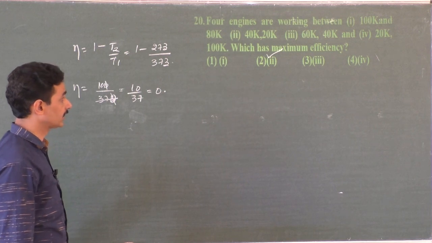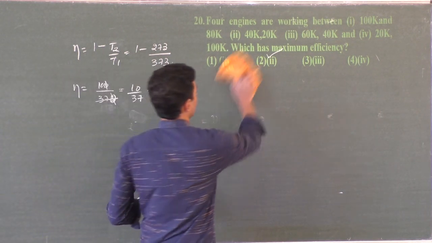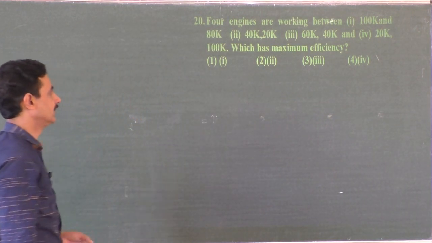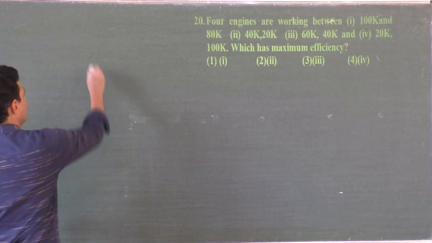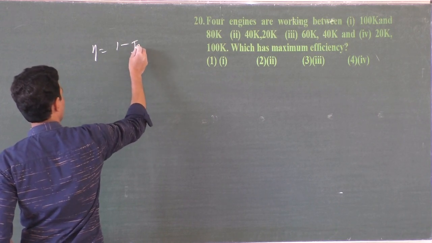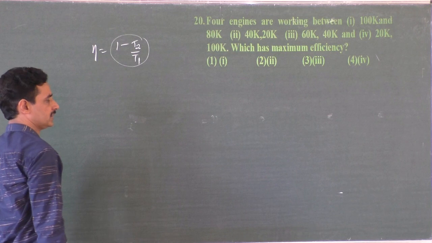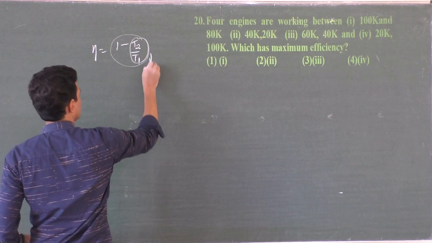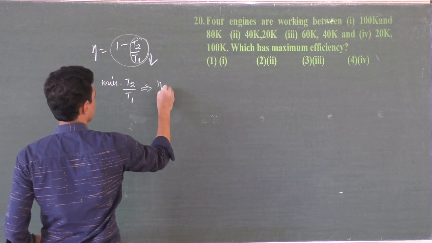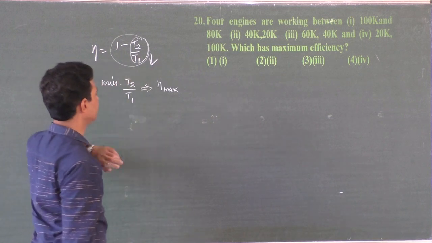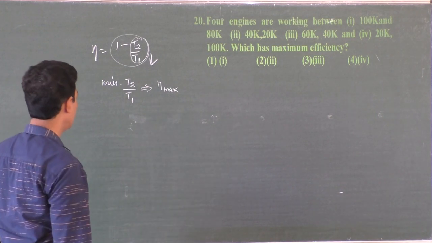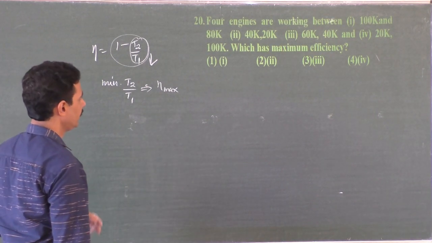Four engines are working between 100 K and 80 K, 40 K and 20 K, 60 K and 40 K, and 20 K and 100 K. Which has maximum efficiency? Efficiency is given by 1 minus T2 by T1. The one which has the maximum value will have maximum efficiency. If this has to be maximum, T2 by T1 has to be minimum, because 1 minus T2 by T1 will then be more. So the efficiency of a Carnot heat engine will be maximum if T2 by T1 is minimum. So find out T2 by T1 minimum.